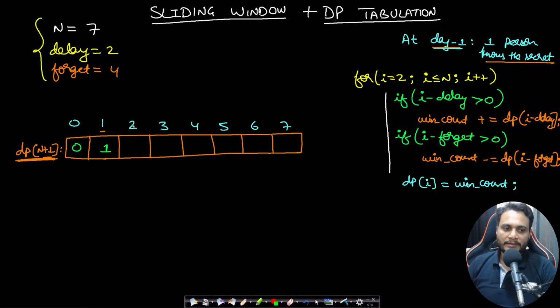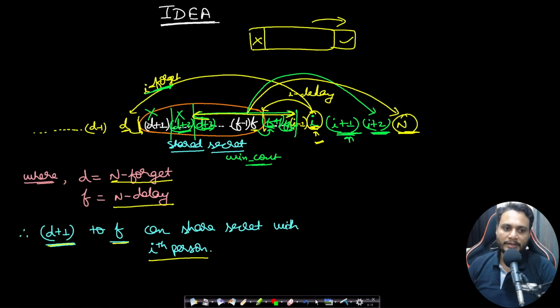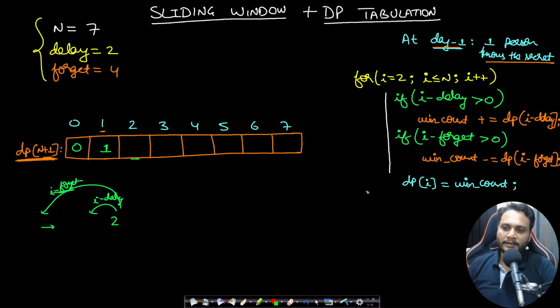Now we will be starting from this day 2. Now who all can inform this person present at day 2? Who all will be informing this person? So this person can be informed from i minus delay to somebody lying to the right hand side of i minus forget, isn't it? We have seen this in the diagram. Somebody to the right of i minus forget, that means i minus forget plus 1 to i minus delay.